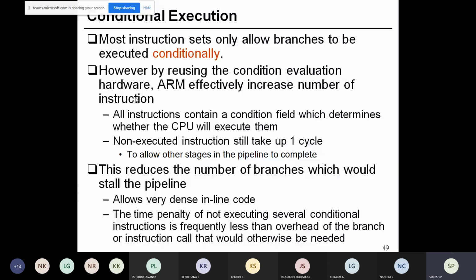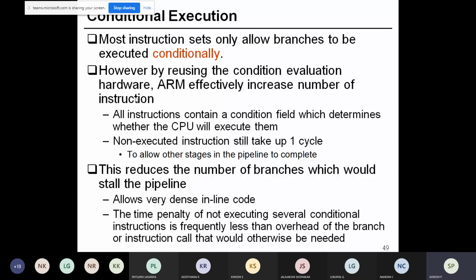Okay. So now, a non-executed instruction will also take up one clock cycle. Why? Because even if it is not performing the operation, that particular instruction has to complete, execute, and stop. When it is starting and stopping, obviously it is going to take one clock cycle, to allow the stages in the pipeline to complete.